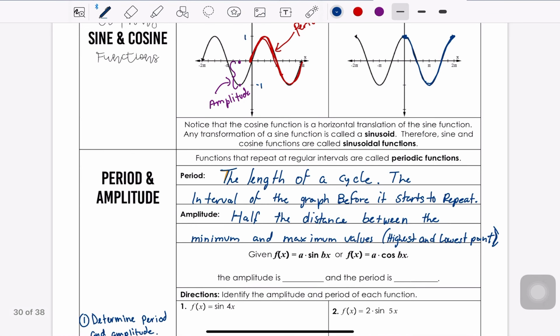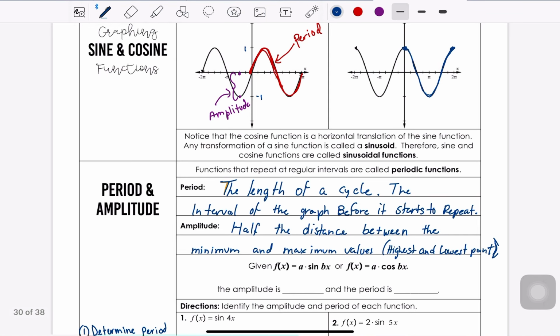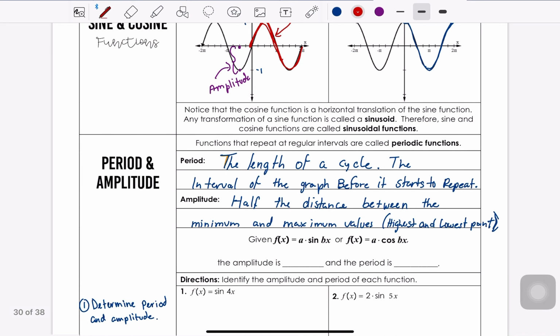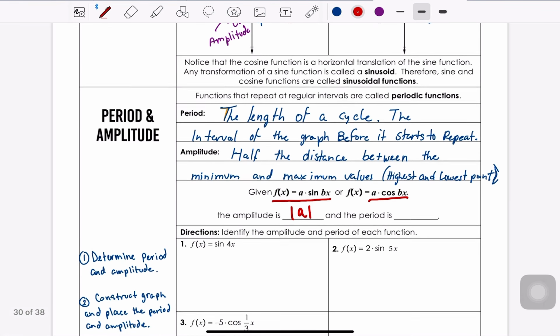Cool. So now, to start graphing these, you need to break the actual function down. If we go down here, we'll see given f of x equals a times sine bx, and then a cos bx. The amplitude using this function is just the absolute value of a. If you remember back when we were graphing other functions, there's a negative in the front. We don't care about that. We'll notice based off of our examples how we run that.